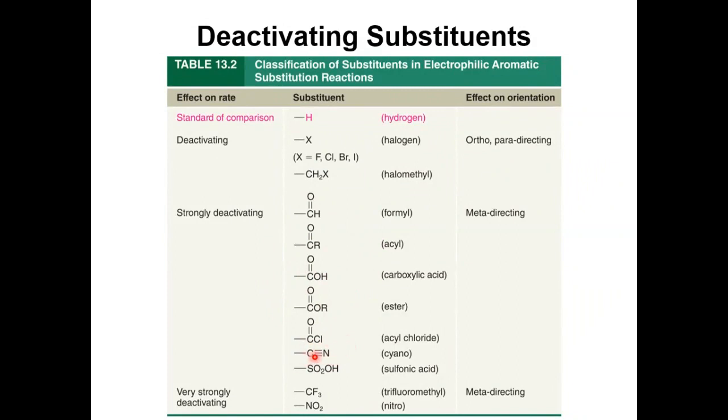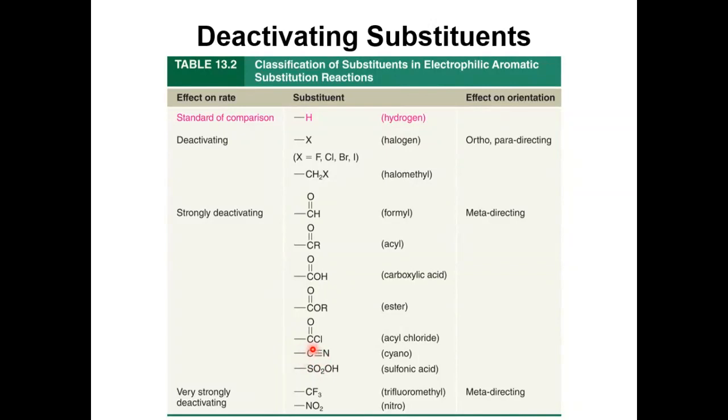For a similar reason, the CN triple bond, the cyano group, if the carbon is bound to the ring, is also strongly deactivating and a meta director. So is the sulfonic acid group, because this sulfur is bound to highly electronegative oxygen atoms, so it's very electron hungry. So it's also heavily deactivating and a meta director.